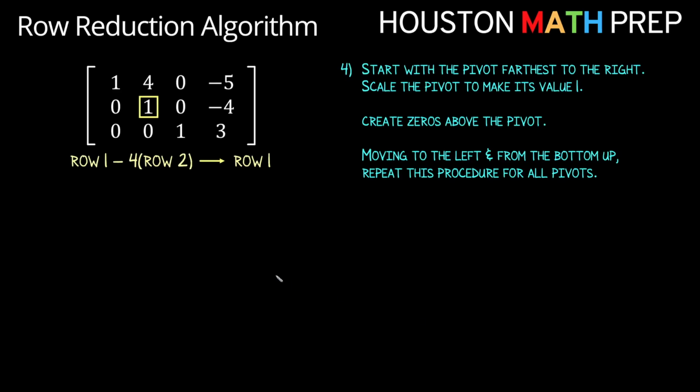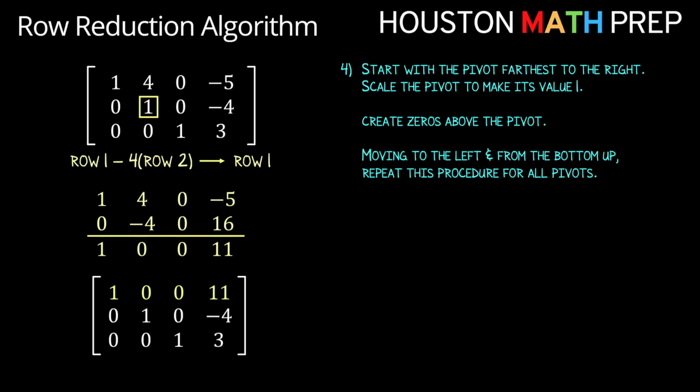So in row 1, we'll be replacing that with row 1 minus 4 times row 2, our pivot row. We write down our row 1, and we'll use -4 times the pivot row. Adding those together gives us a row that reads 1, 0, 0, 11. And that will be our new row 1. Here we have our 1, 0, 0, 11.